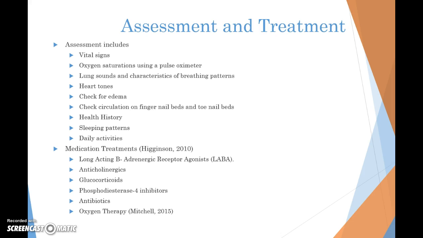Oxygen therapy is used to treat hypoxemia and not breathlessness in COPD patients. Careful consideration must be used when prescribing oxygen to a COPD patient. Too much oxygen can lead to increasing hypercapnia and decreased drive for the patient to breathe on their own.